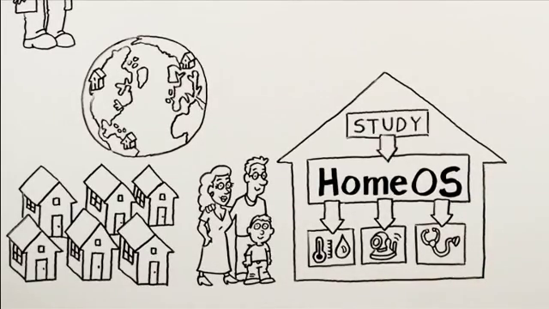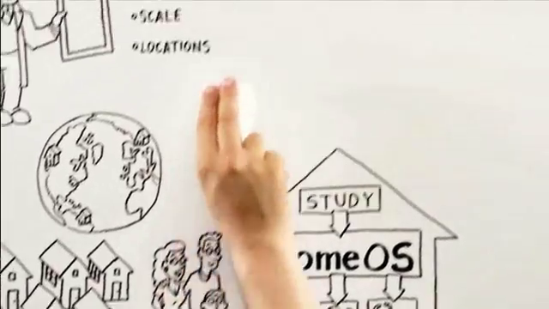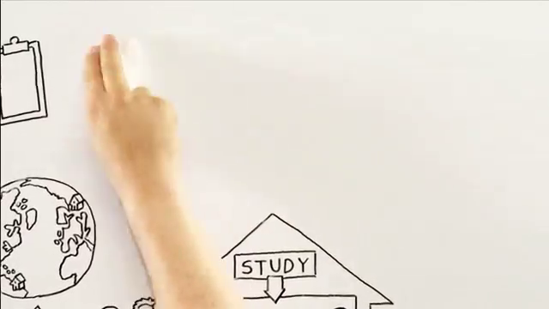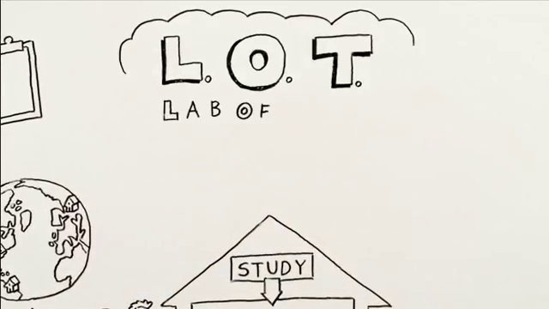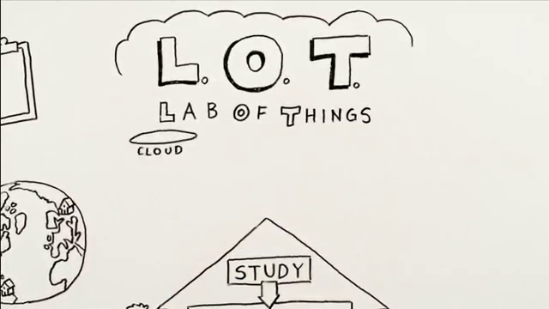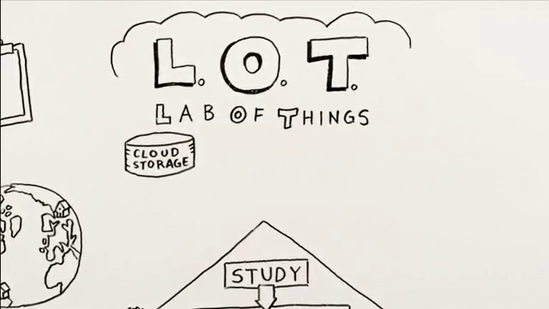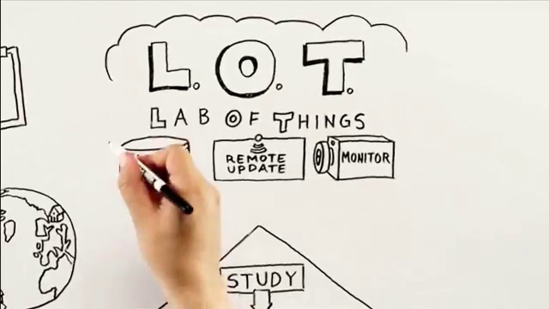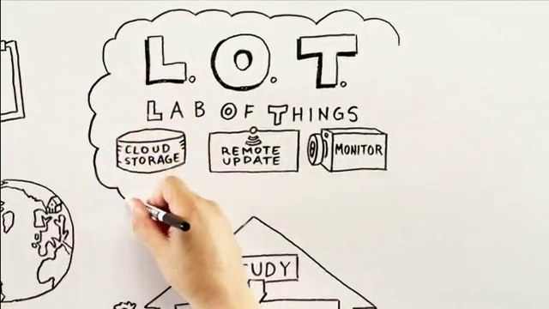For example, if Albert wants to study a new sensor he invented that detects when people fall in their house, he writes a driver and then a small application to connect to the Lab of Things platform. He can then easily store data in the cloud, remotely update his study if he finds a problem, and monitor the status of his deployments across many different homes.